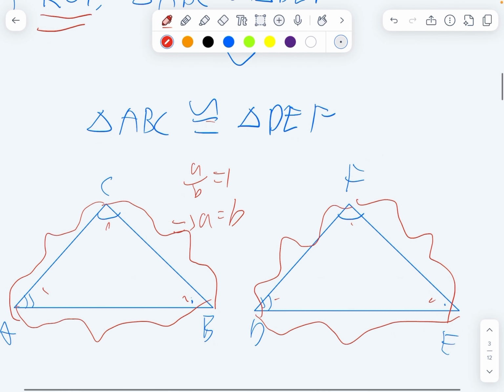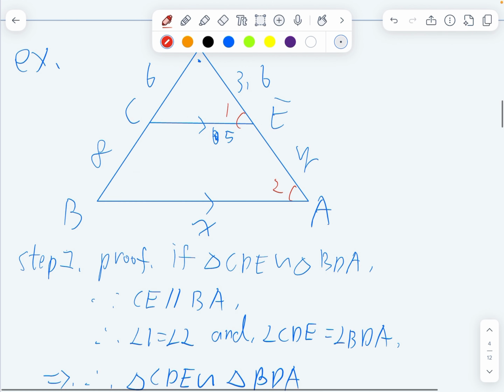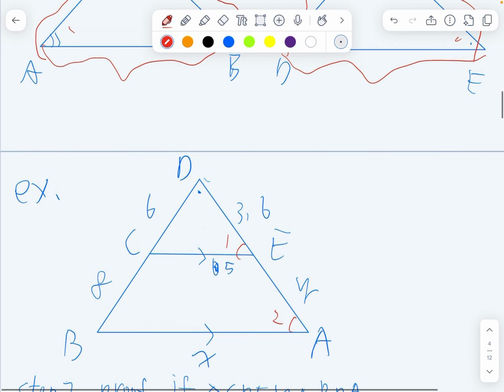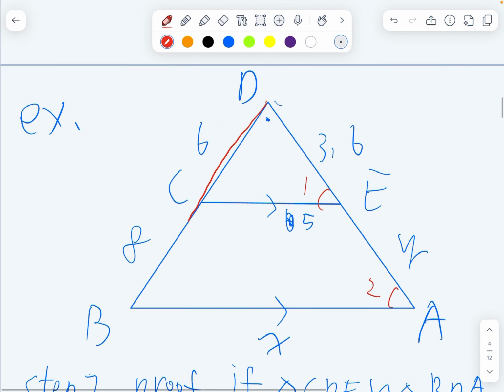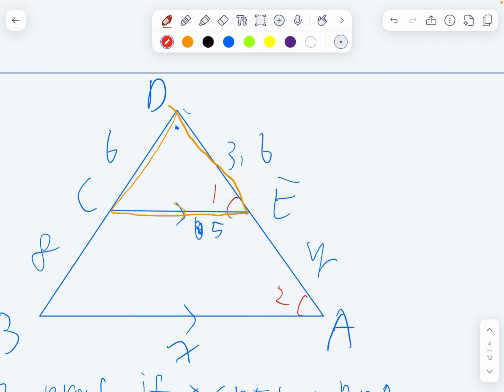Let's do an example here. Let's take a big triangle where two triangles are together. The bigger one is triangle ABD, and the smaller one is triangle DEC. There are two parallel lines, that means EC is parallel to AB. So we can get angle 1 equal to angle 2.